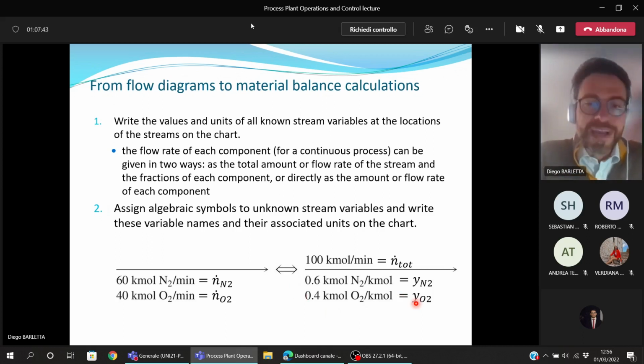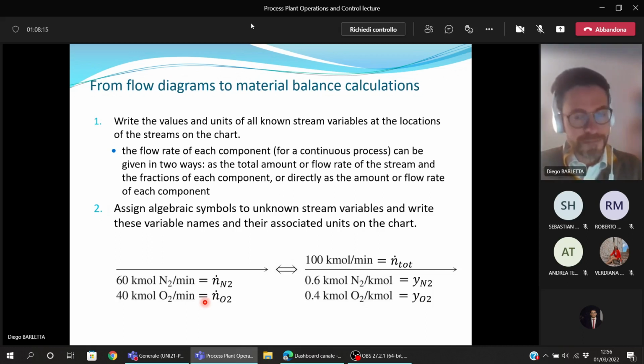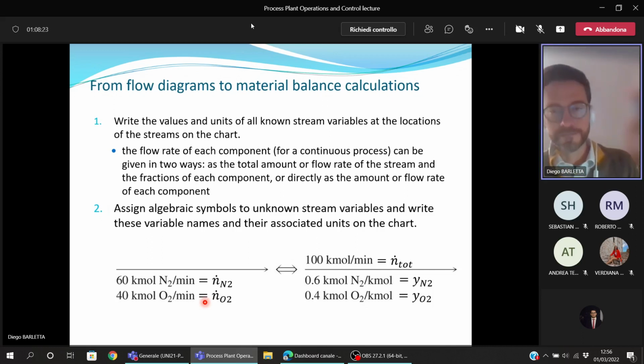So we can find the data relevant to a process stream in different ways. Molar flow rate or mass flow rate of each species, or information about the total molar flow rate or total mass flow rate, and a number of pieces of information related to the composition, that in number is equal to the number of components minus 1. So this is the minimum set of information.